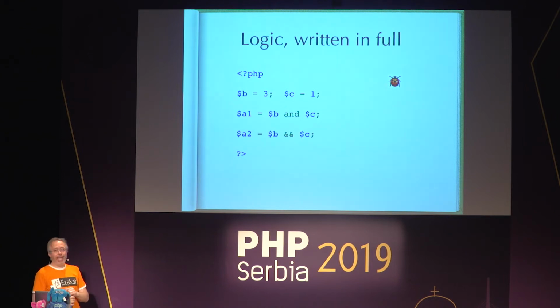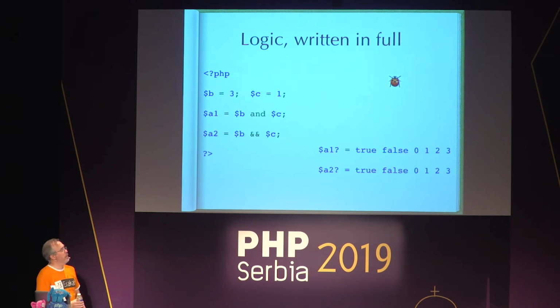What is going to be in A1? Let me help you. Who thinks A1 is going to be true? Yeah, 3, 4. False? No one false. 0? Array? 1? 3? 2? So the good answer is 3.